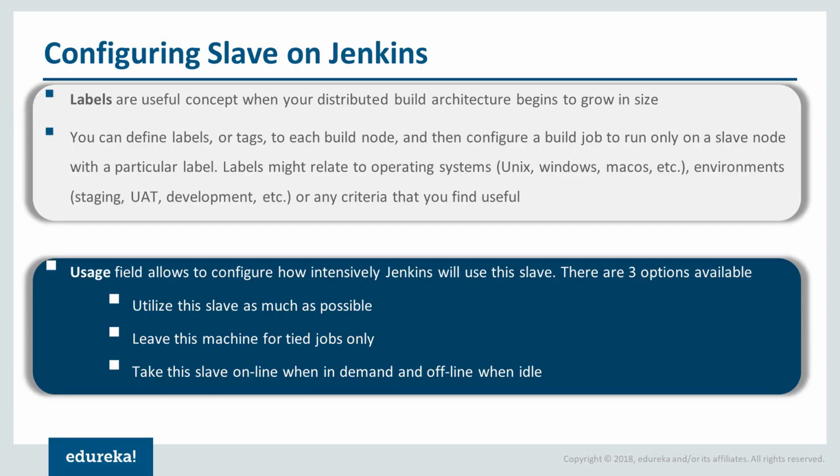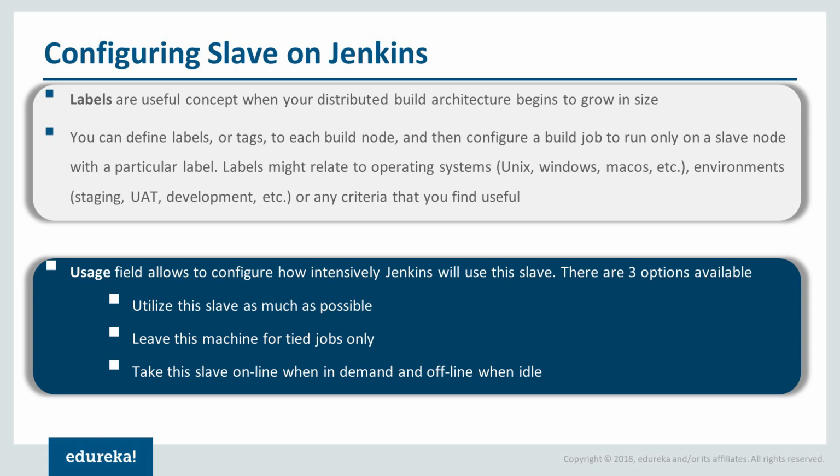So labels are a very useful concept when you distribute build architecture and when it becomes big in size. You can define labels or tags for each build node and then configure a build job to run only on a slave node with a particular label. This way you do a slave to job mapping kind of thing. So only those specific jobs will go to those specific slaves. That kind of mapping can be controlled and managed through Jenkins labels or the slave labels.